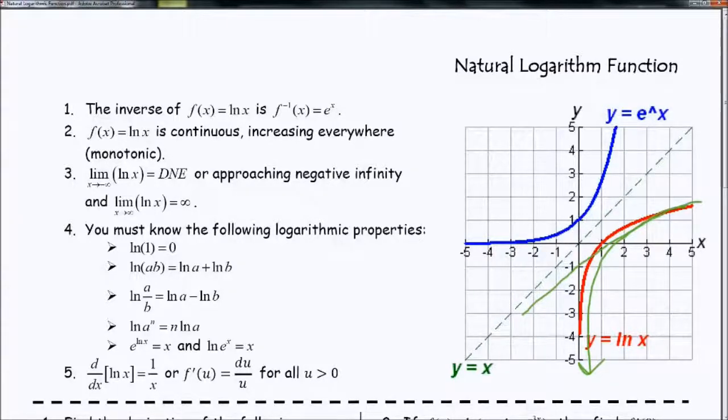The limit as x approaches infinity, so as I move to the right, as x is increasing to infinity, y is increasing to infinity.